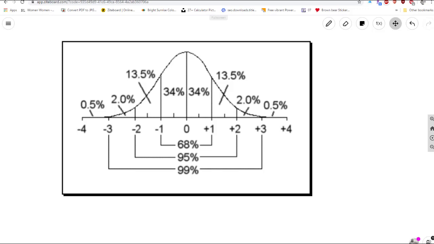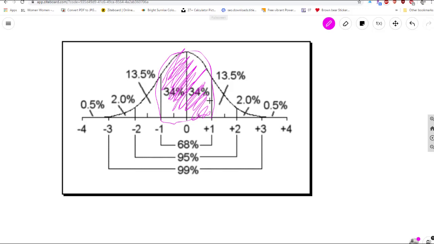So let me try to write on this. Where's my pencil? There it is. Okay, I'm going to try to make this in pink. So right here, what I'm coloring right here, this is 68% of all the values. So just think of it as if I had 100 values. If my distribution is normal, then approximately 68 of those values would exist within one standard deviation before and after the mean.